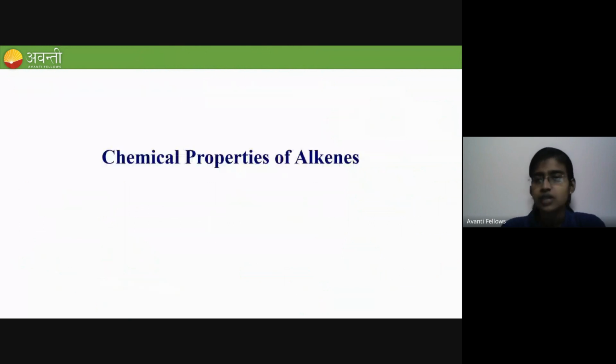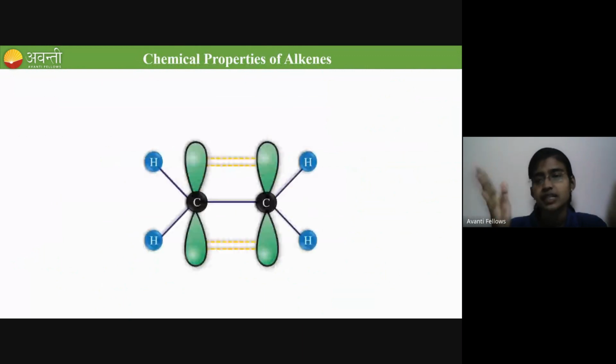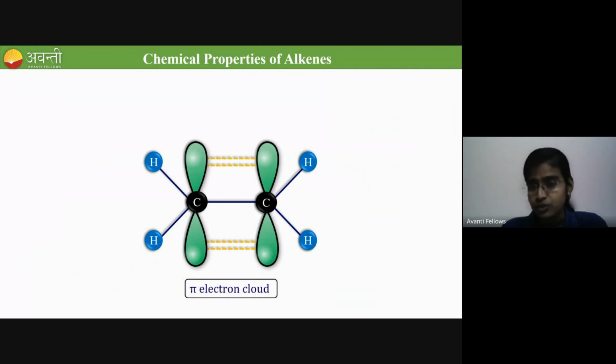So coming to the chemical properties of alkenes, first of all, let me show you the structure of ethene. I have taken ethene as an example. In ethene, both the carbon atoms are sp2 hybridized, right? So there will be one p orbital, and they will be overlapping in the sideways manner to form the pi bond, and this is the pi electron cloud. Okay. Most of the alkenes undergo addition reactions.